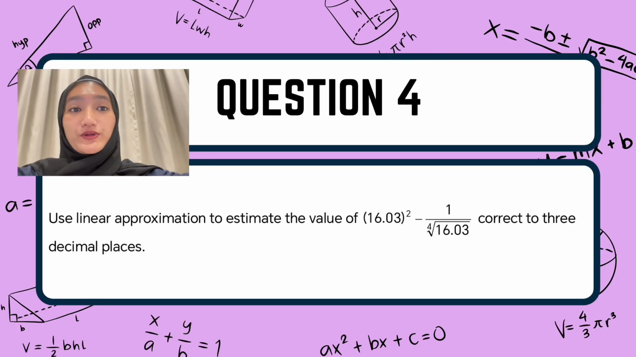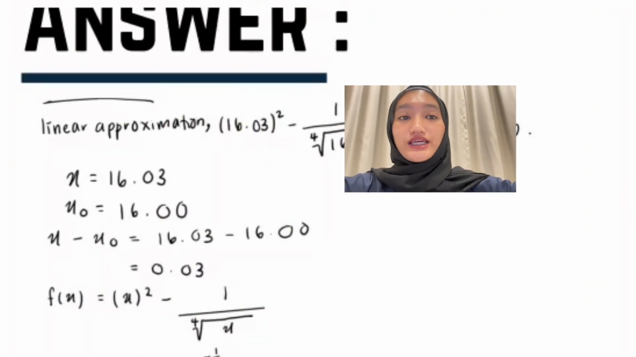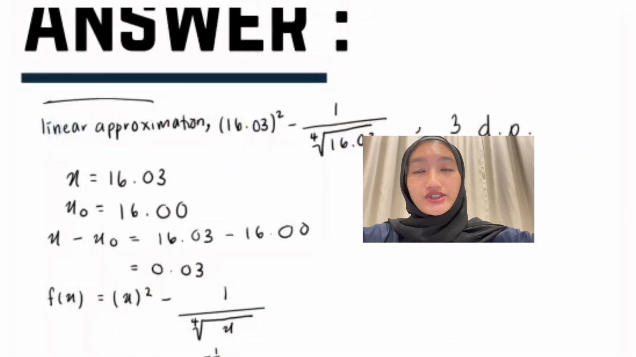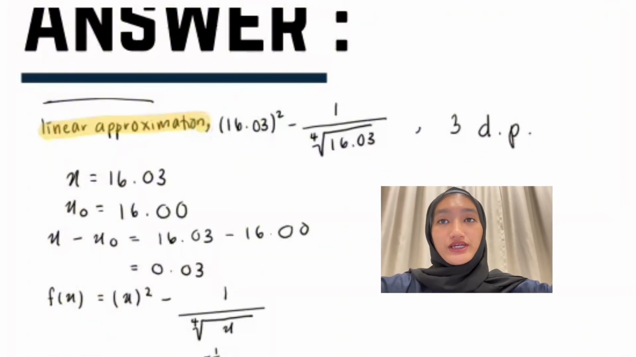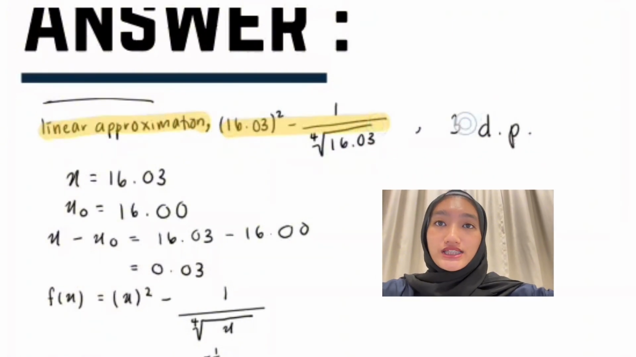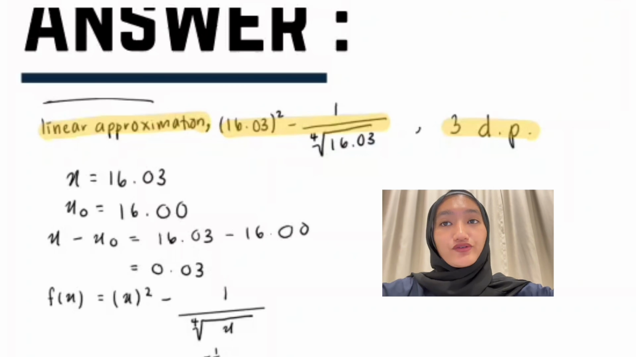For question 4, the question asks, use linear approximation to estimate the value of 16.03^2 minus 1 over the 4th root of 16.03, correct to 3 decimal places. To begin, we extract the information given from the question, which is that the question asks us to use linear approximation, and the equation we get from the question, and the final answer must be in 3 decimal places.